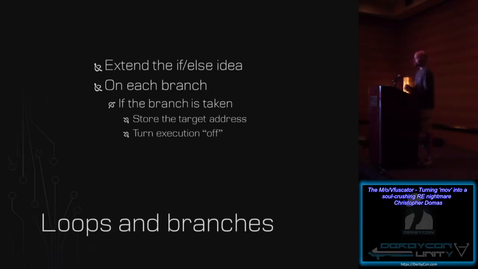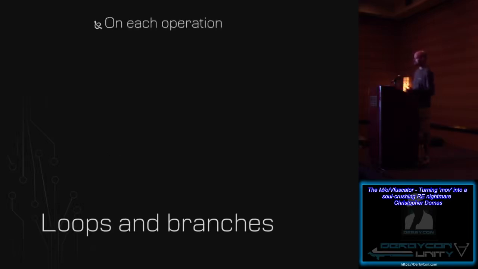Basically, what we're going to do to implement branches is anytime we want to branch, if that branch is supposed to be taken, then we store the target address, the address of the location we're branching to, and we turn execution off. By turning execution off, I mean we switch over all of our selector pointers to point to dummy data, so the program can continue executing, but it's going to operate on a scratch system state. On the other hand, if the branch is not taken, then we just leave execution on so that the system continues executing on a real system state.